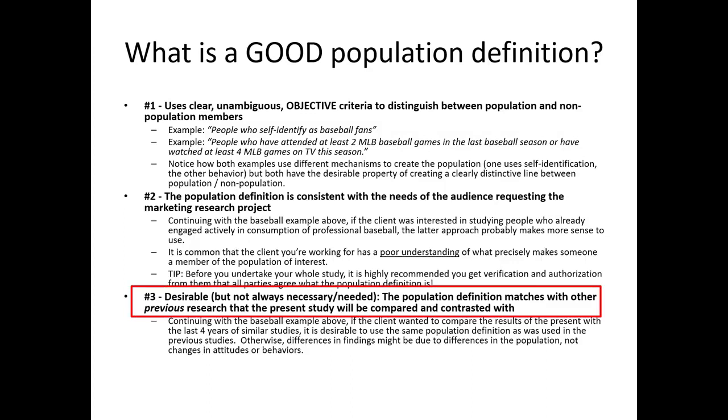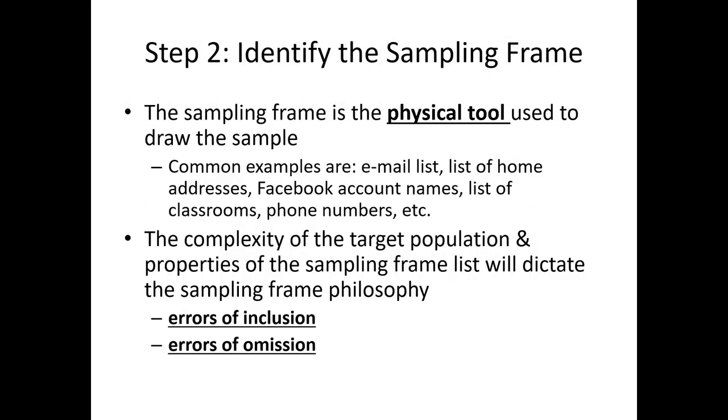Finally, and it's desirable but not always needed, the population definition matches with other previous research so that the present study that we're about to undertake can be compared and contrasted with that previous research. Once we've defined the target population appropriately, we need to identify the sampling frame. The sampling frame is a literal physical tool that we're going to use to draw our sample from.